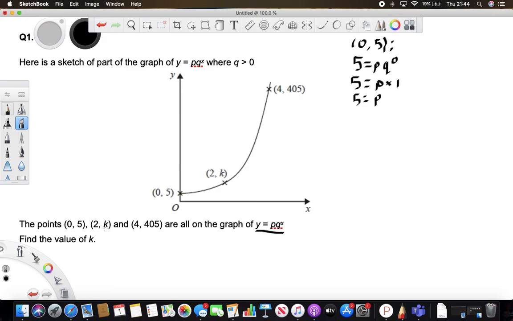because we don't know what k is, that's what we're trying to work out, so we'll go to 405, so this coordinate point, so again, left hand coordinate is x, the right hand is y, so we'll do 405, because that was y, and that is equal to p q to the power of 4.